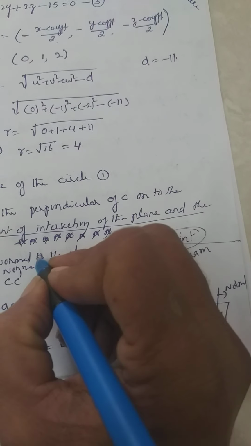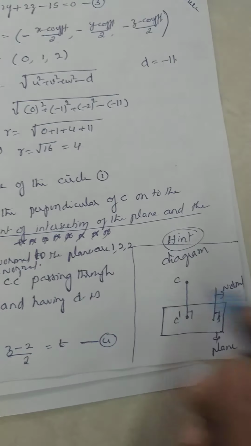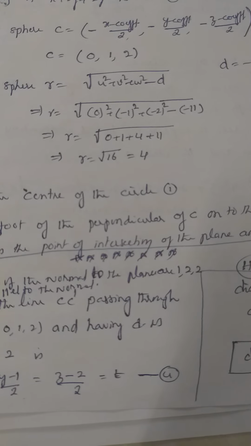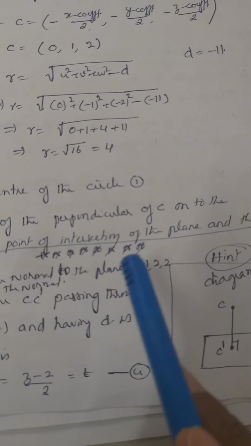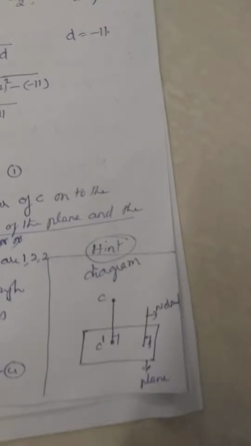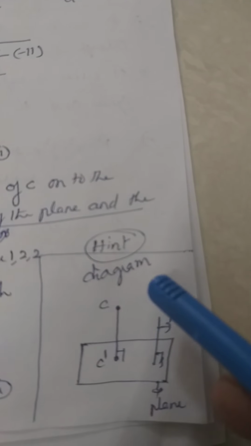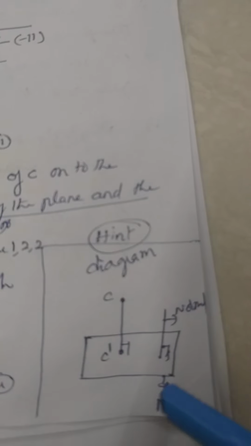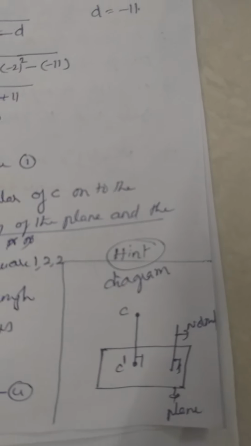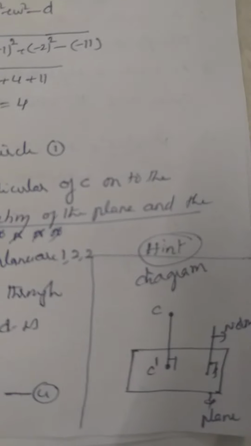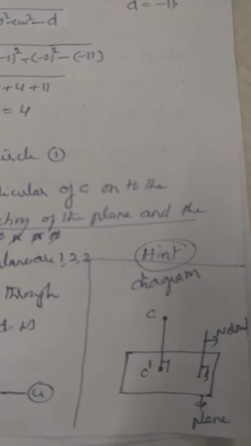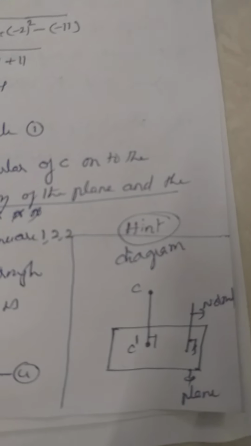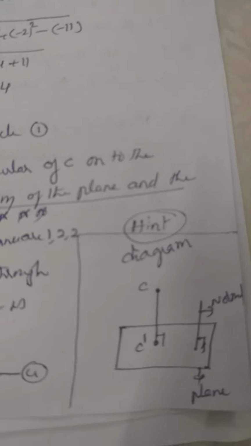Direction ratios of the normal to the plane are 1, 2, 2. Now this is a plane equation. A line which is perpendicular to the plane is called normal, right? How to get the direction ratios of normal? Simply x coefficient, y coefficient, z coefficient are the direction ratios of the normal to the plane, right?